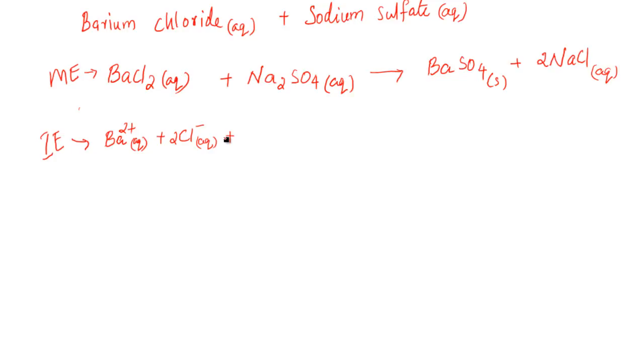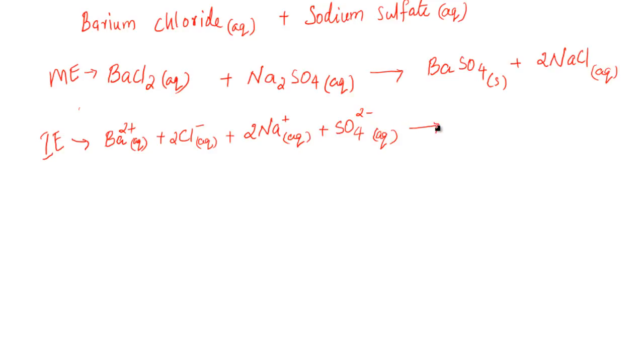Okay, how about the second one? What are the ions? Na plus ions. Do I have only one there? I have 2 of them. So 2 Na aqueous. And what is my other ion? SO4. What is the charge of SO4? 2 negative, aqueous. Good. We finished the left side.